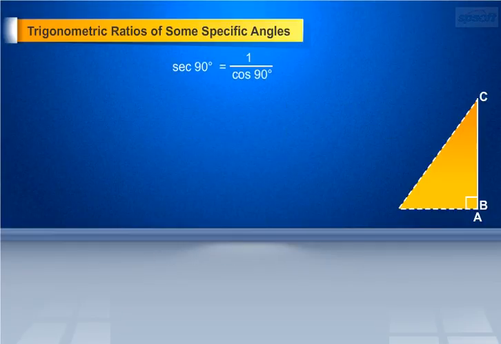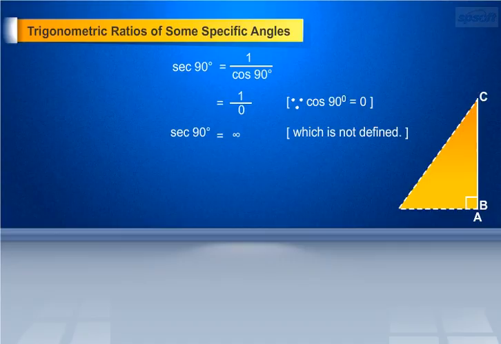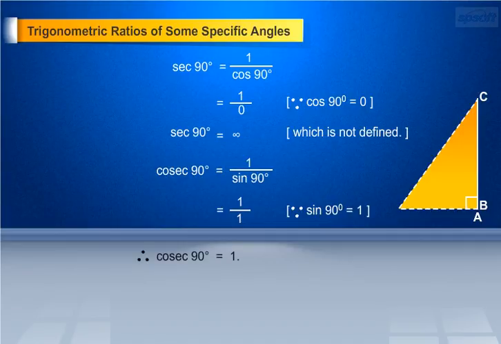Secant 90 degree equals 1 by cos 90 degrees. This is equal to 1 by 0, since cos 90 degree equals 0. Therefore, secant 90 degree equals not defined. Cosecant 90 degree equals 1 by sin 90 degrees. This is equal to 1 by 1, since sin 90 degree equals 1. Therefore, cosecant 90 degree equals 1.